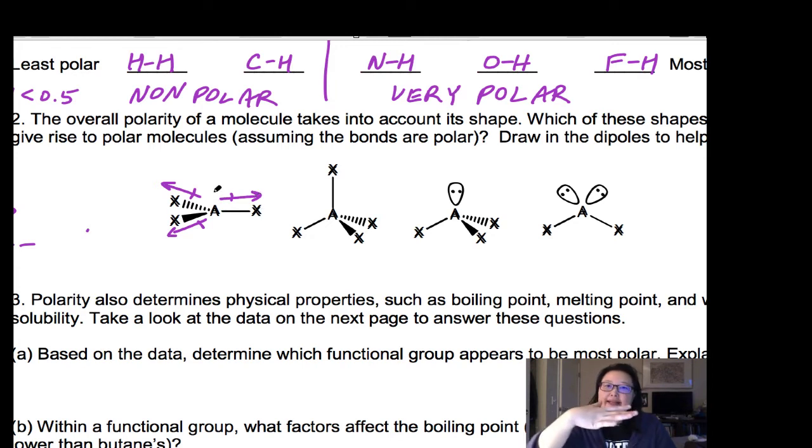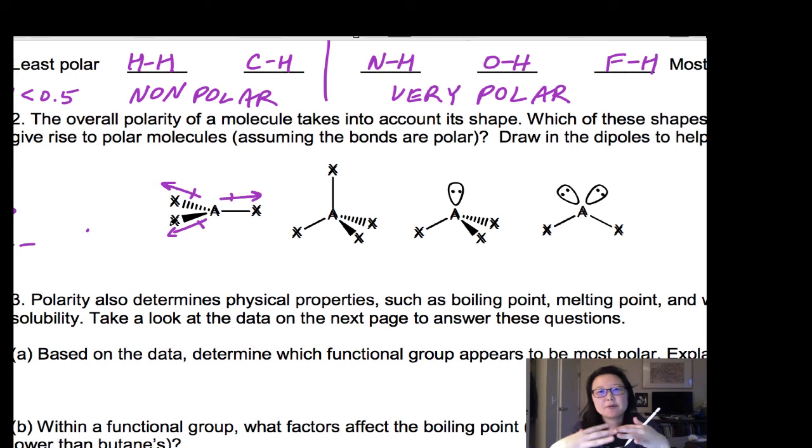So that's flat. And these lines and dashes and wedges are basically telling you that there's one that's in the plane, that's this one, and there's one sticking back behind you, that's this one, and one sticking forward toward you, that's this one that's wedged. So this notation is trying to show you that they're pointed in all directions in 3D.